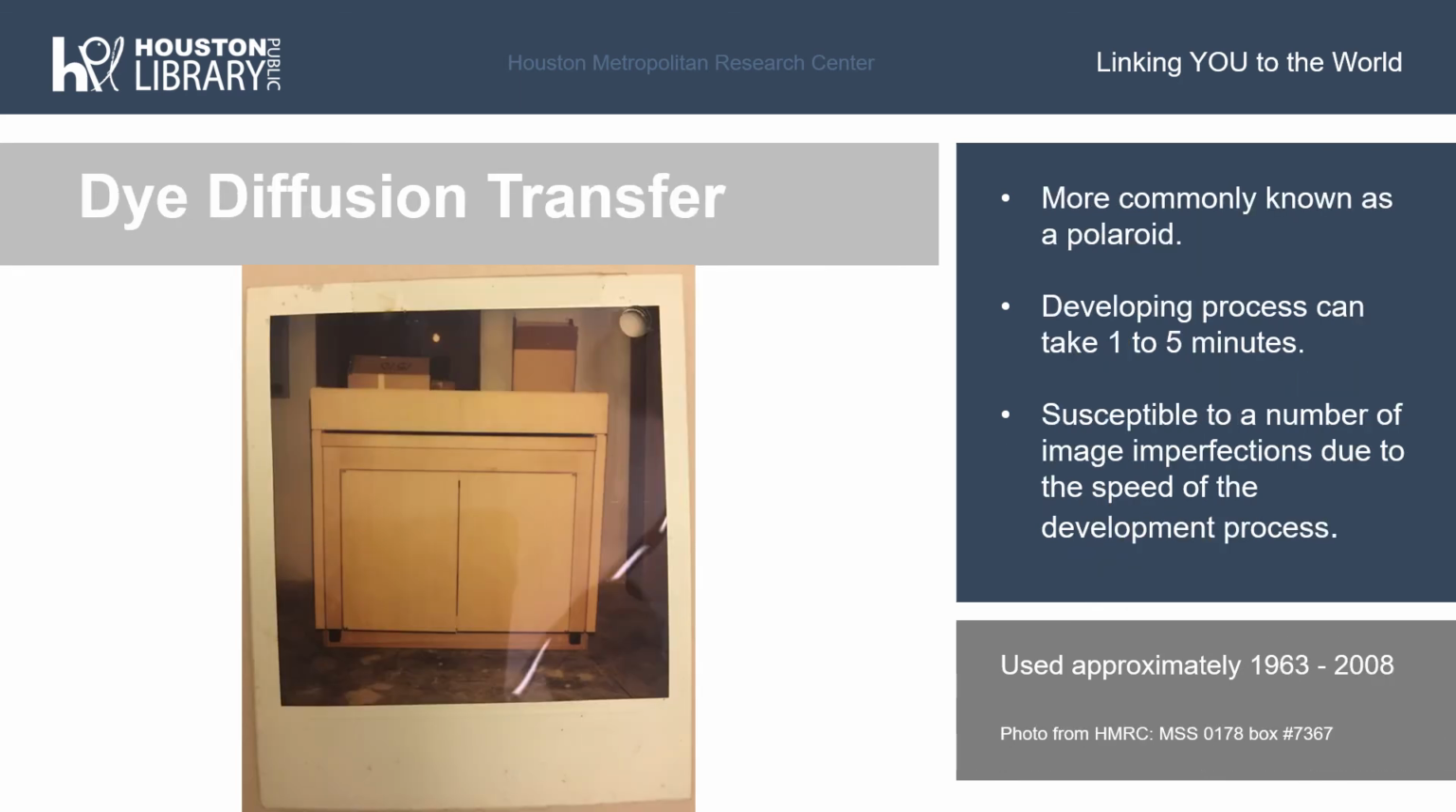The dye diffusion transfer, probably better known as its commercial name, the Polaroid, was released in 1963 and was popularly used in the latter half of the 20th century. The photo development process for the dye diffusion can take anywhere from 1 to 5 minutes to complete. These photos are often recognizable by their standard format, with a white frame around the image. Backprinting numbers on the photo can also be used to identify when a photo was taken.